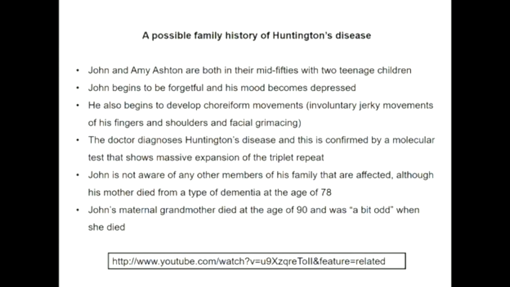So here is a history of Huntington's, and it shows that Mendelian genetics actually has a few complexities. So John and Amy, they've got 2 teenage children. The father, John, becomes forgetful. He starts to get depressed. Then he develops what are called choreiform movements. These are jerky, involuntary movements, face grimacing and so on.